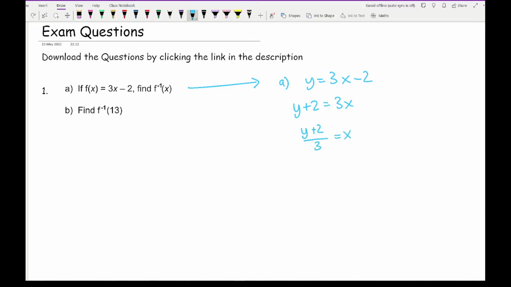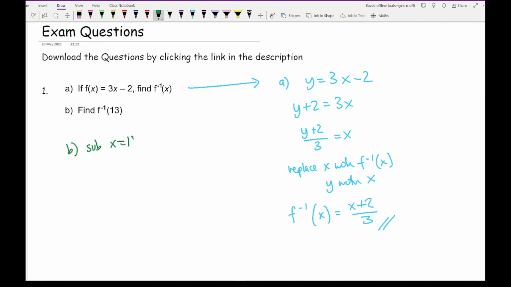And then once you've made x the subject, you then replace x with the inverse function and replace y with x. So what you end up with is f minus 1 of x equals x plus 2 over 3. Then for b, we're just substituting 13, so sub x equals 13 into our inverse function. So that's going to be 13 plus 2 over 3, which equals 5.